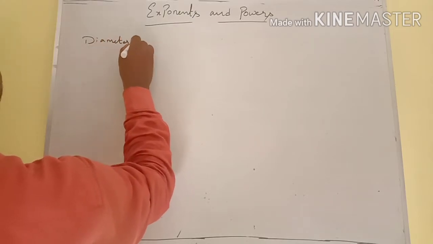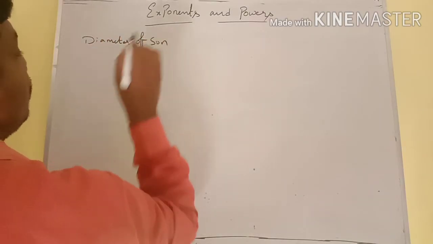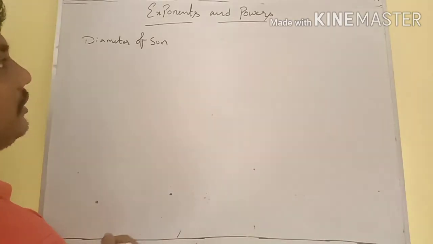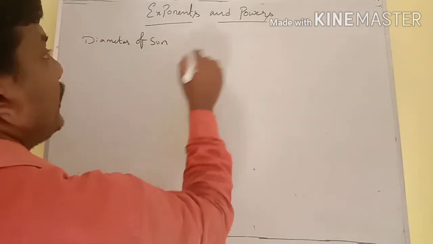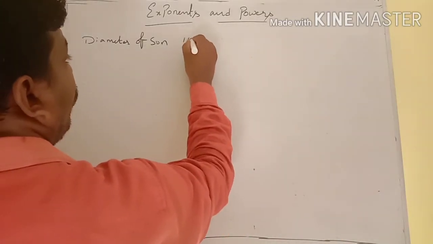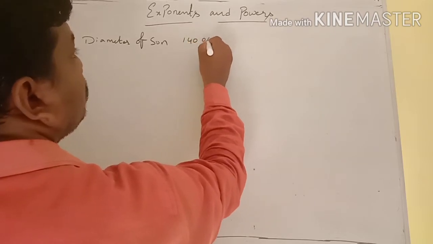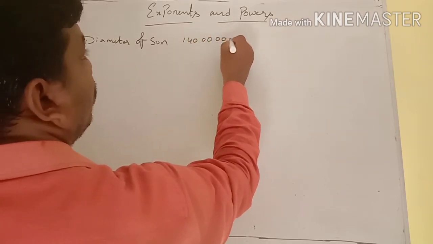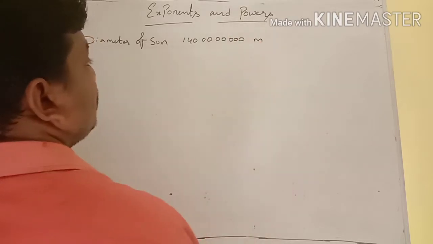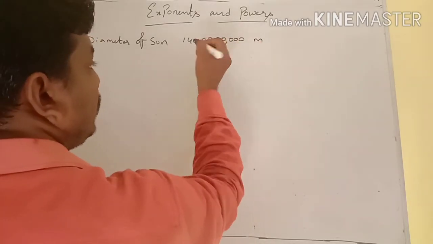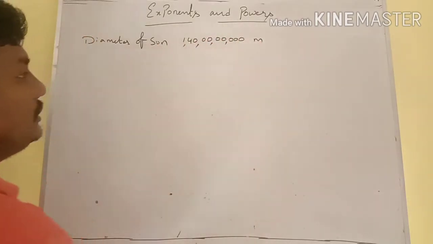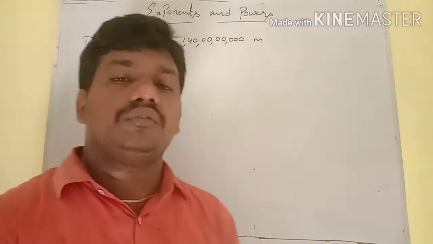Diameter of the sun. So it is a large amount. How much is the diameter of the sun that we can see? This is 140 crore meters. That is 3 digits, next 2 digits, next 2 digits, next 2 digits. This is 140 crores of meters.